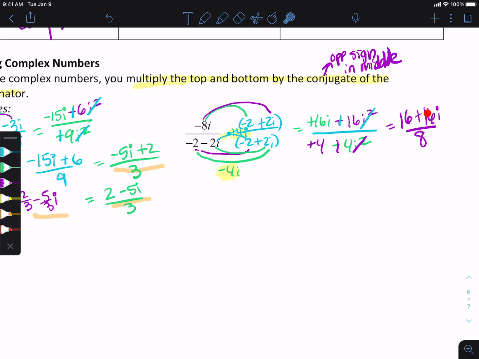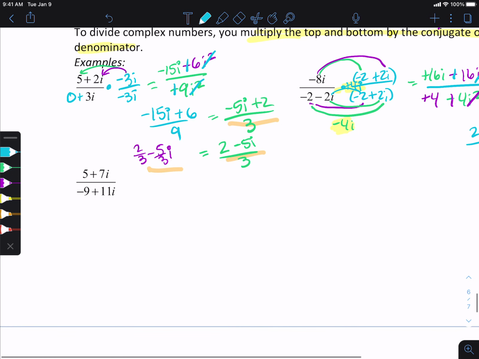Then I look to see if there's any common factor with these 3 parts. There is. 8 goes into all of those, so I'm going to divide each thing by 8. So 8 goes into 16 twice, 8 goes into 16 twice, 8 goes into 8 once. So we get 2 plus 2i over 1, which is really just 2 plus 2i. And that becomes our answer for dividing our imaginary number.